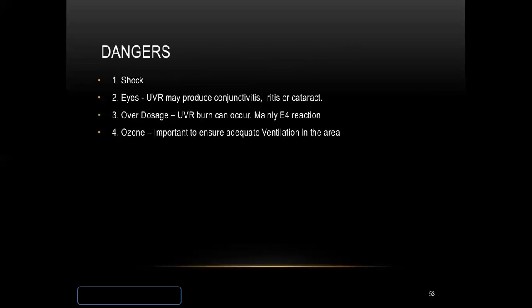Here are the dangers of UVR. First is the electrical shock. Second, eyes: UVR may produce conjunctivitis, iritis, or cataract. Third is the overdosage. UVR burn can occur mainly at the E4 reaction. Fourth, ozone: it is important to ensure adequate ventilation in the area.